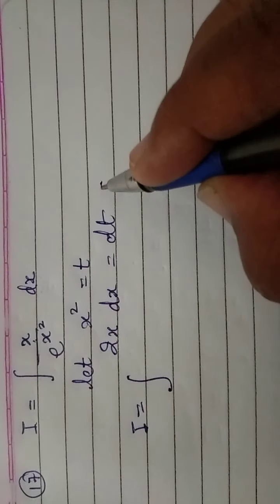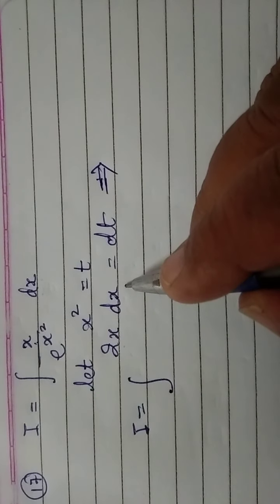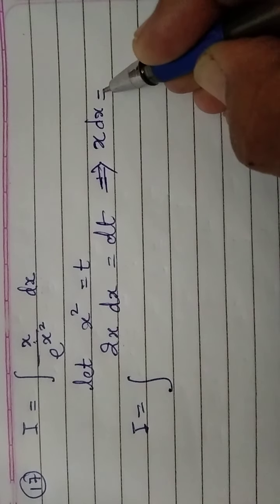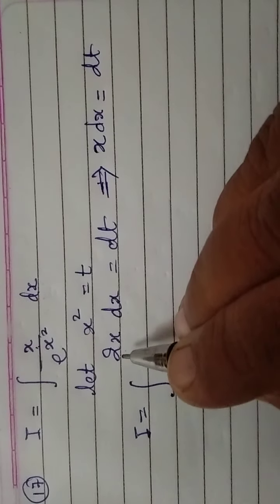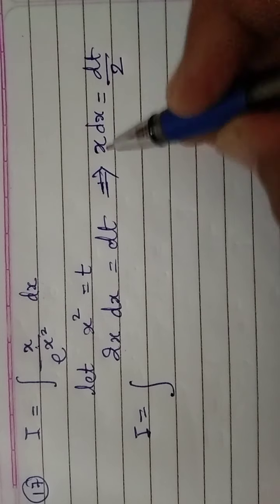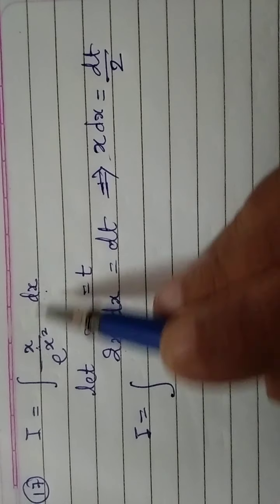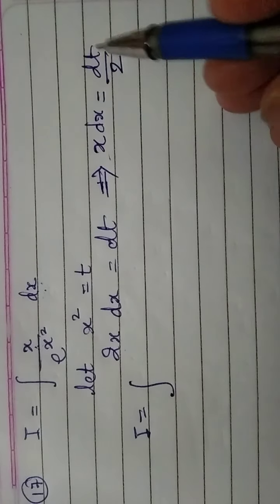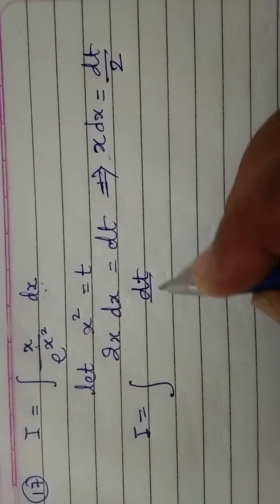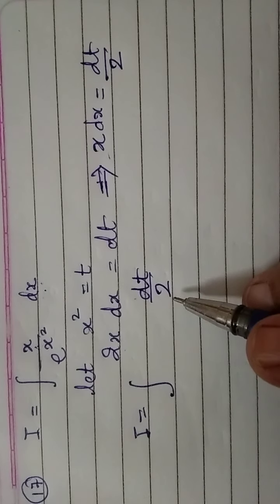For easy, convenient substitution, I'll write this 2x dx as x into dx is equal to dt, and this 2 which was here, I cross multiply it down. So I write it as dt upon 2. So x dx, let's go back to my question. X into dx, I am going to take it as dt upon 2. X into dx, I took it as dt upon 2.